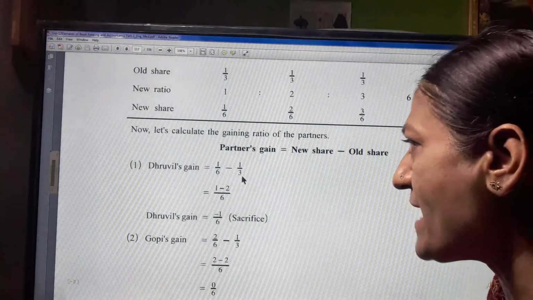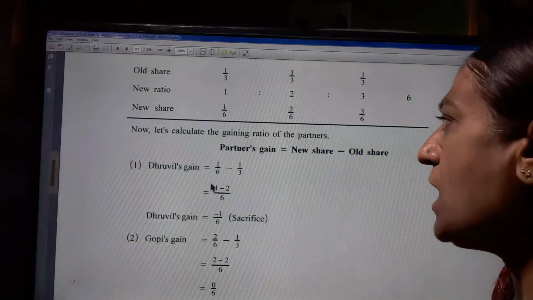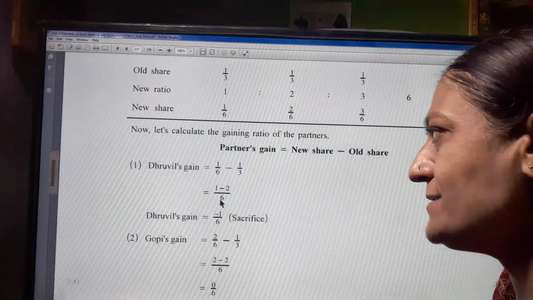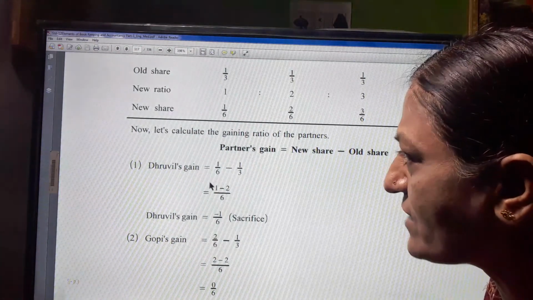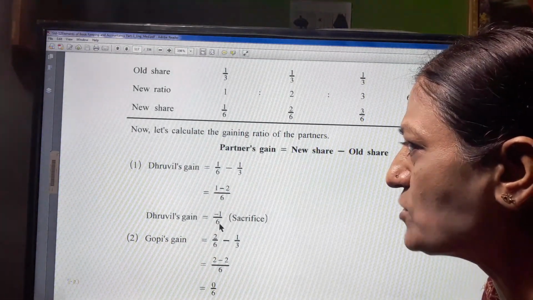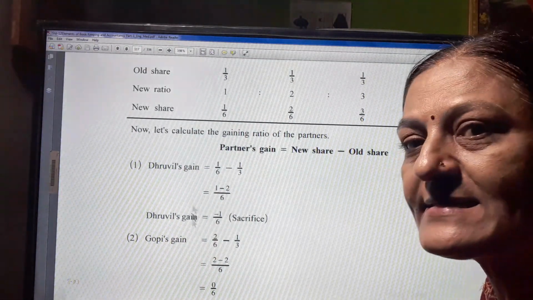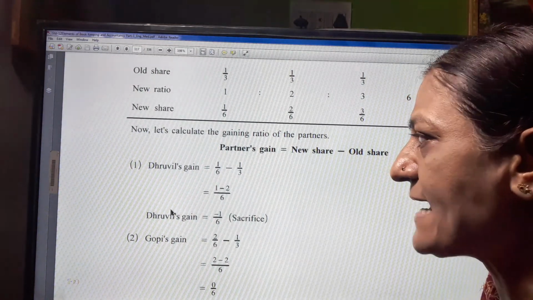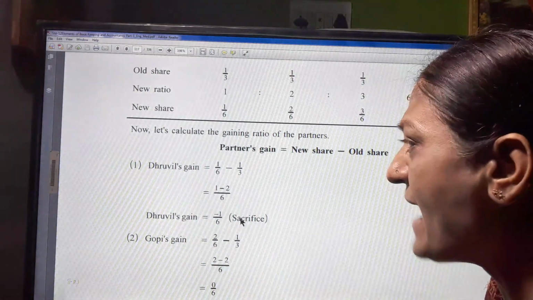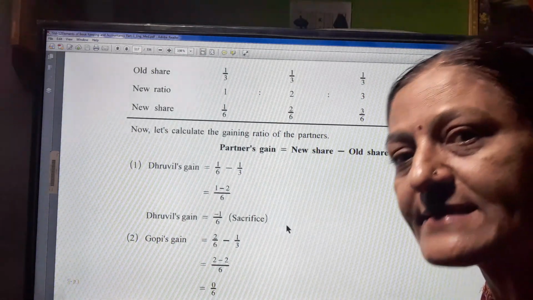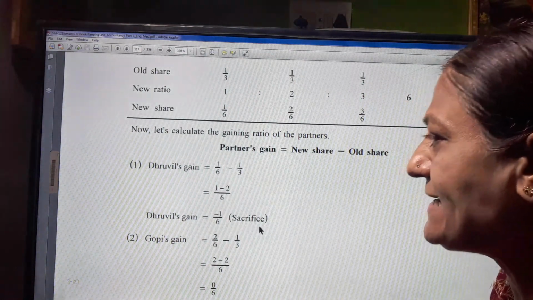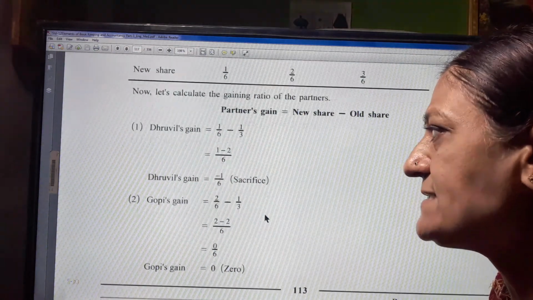1/6 minus 2/6. So here 1 minus 2 upon 6 is there. So 1 minus 2 is not possible, so 2 minus 1 is there, so minus 1/6. And when the minus sign is there, then it is a sacrifice. Here, when the gain comes with a minus sign, then it is a sacrifice. So Dhruvil's gain is minus 1/6, which is a sacrifice.